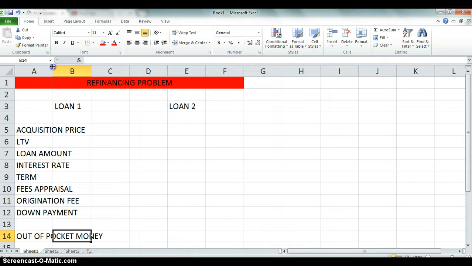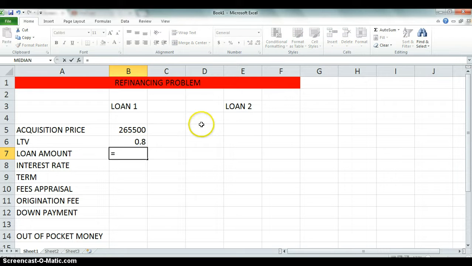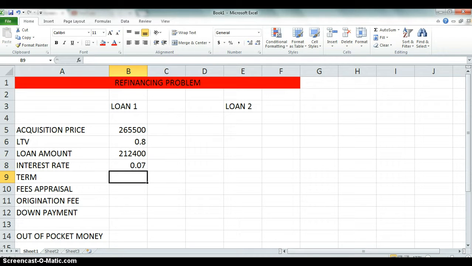We can just make this cell bigger. So our acquisition price is $265,500. Our loan to value ratio is 80%. Our loan amount is equal to the acquisition price times the loan to value ratio. The interest rate is 7%. The term for this loan is 30 years.